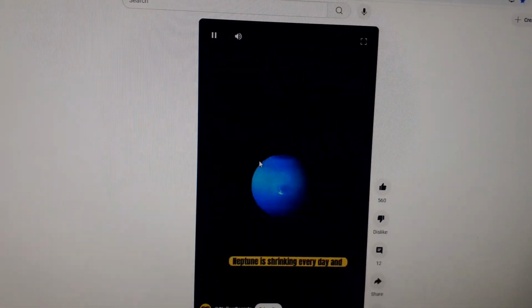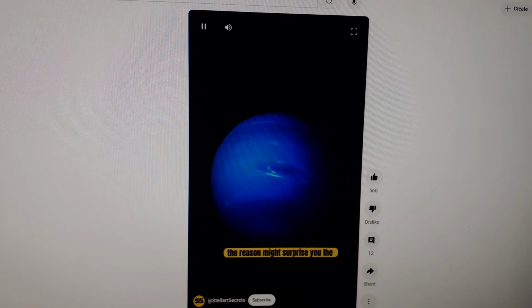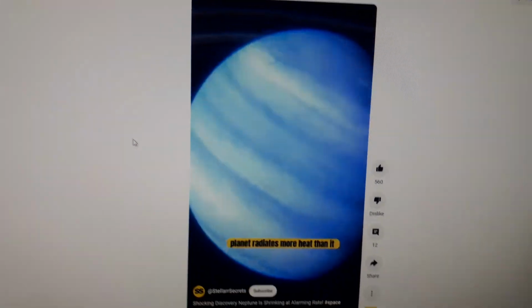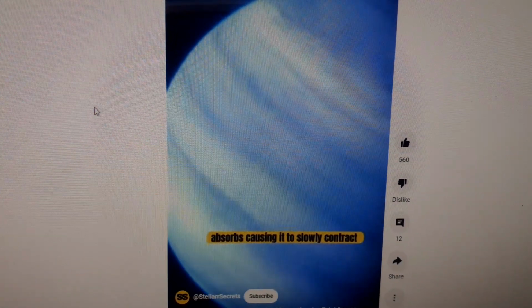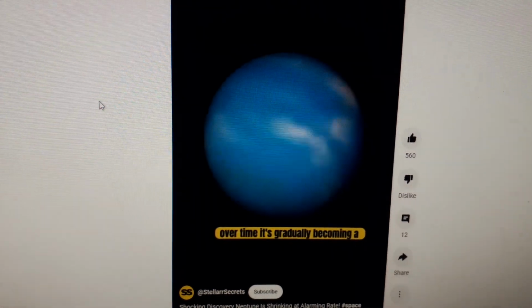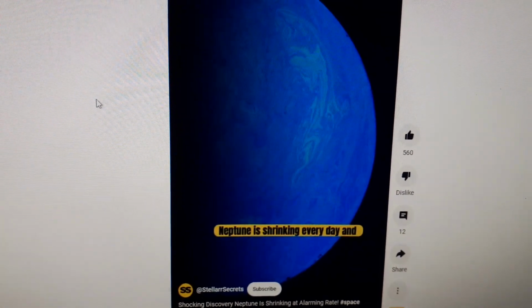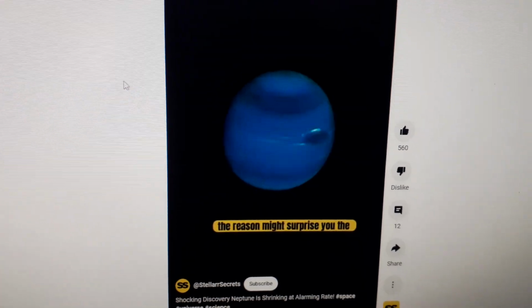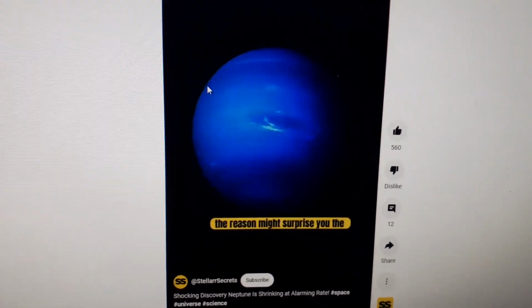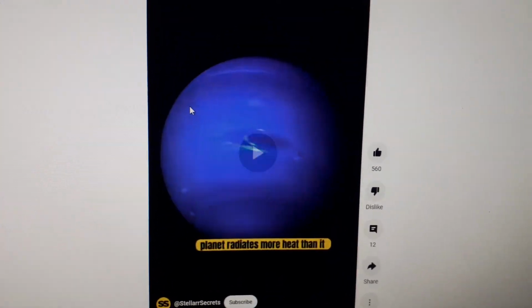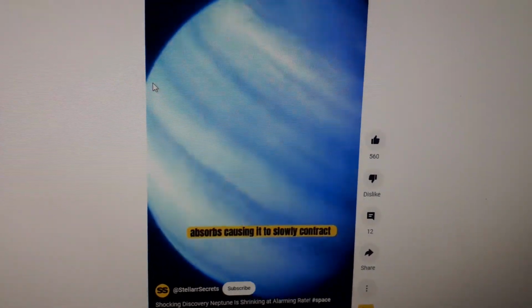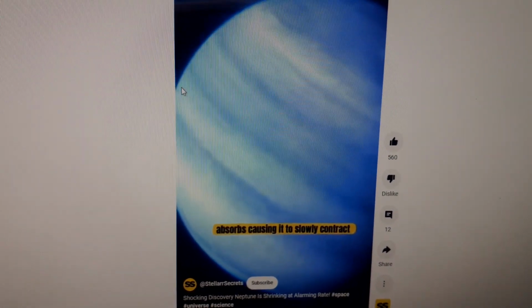Neptune is shrinking every day, and the reason might surprise you. The planet radiates more heat than it absorbs, causing it to slowly contract over time. It's gradually becoming a smaller gas giant.